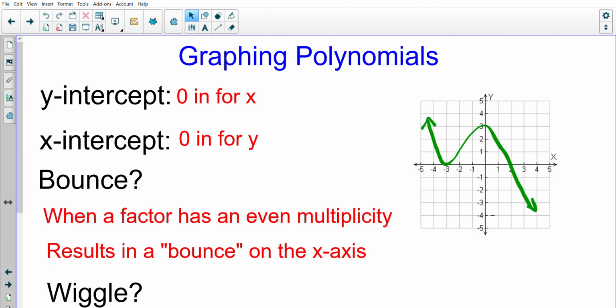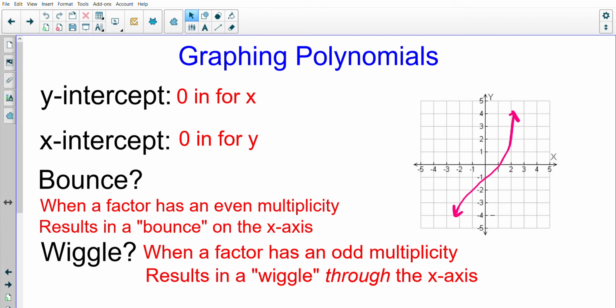Well, a bounce occurs when we factor our equation and we have a factor that has an even multiplicity. So for example, x plus 2 to the second power, or x plus 3 to the fourth power. It needs to be even. And what happens is we get a bounce on the x-axis there instead of an x-intercept. So it hits the x-axis, but it doesn't go through there. I guess it's still an x-intercept, it just doesn't cross the x-axis, it bounces, much like a ball on the floor does.